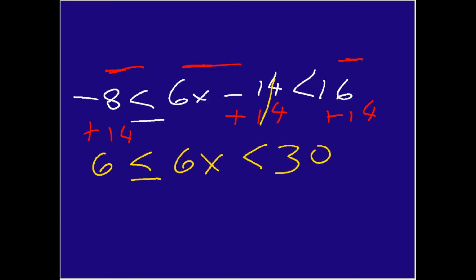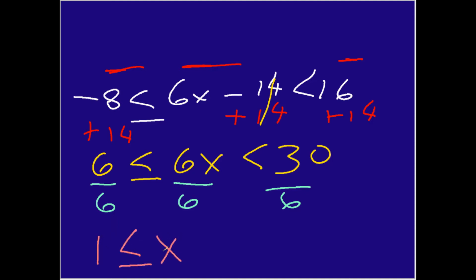And now we divide all sides by 6. So divide by 6, divide by 6, divide by 6. Not that complicated. That leaves us with a final problem of 1, since 6 over 6 is 1, is less than or equal to x, because you can see the 6's cancel out here. And then of course 30 over 6 is going to be 5. This is how you do it. It's not that complicated, but this is kind of new if you've been following the videos.